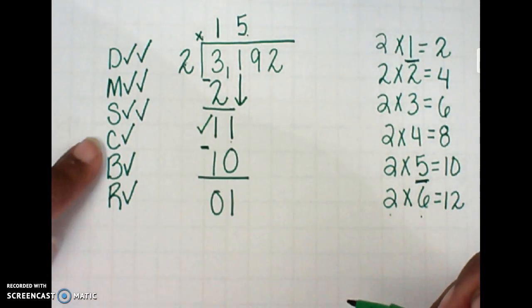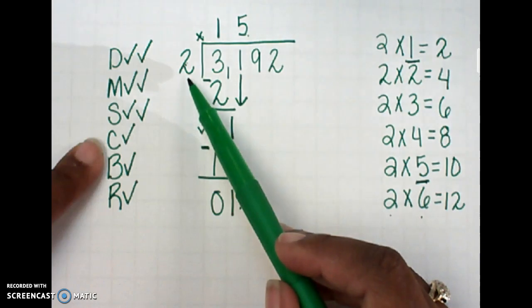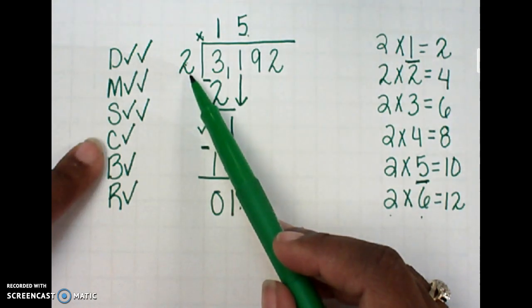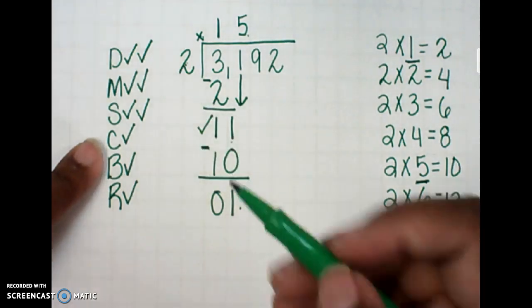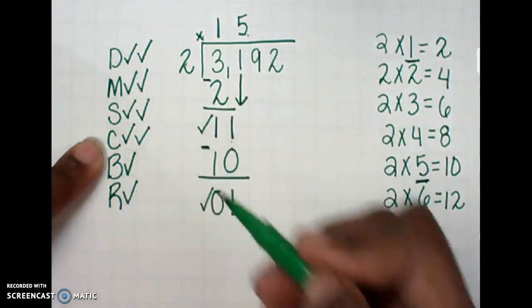Now I'm ready to check. I am checking to see if my remainder of 1 is smaller than my divisor of 2. Well, yes it is, so I'm going to put my check by my 1 and put a check by C.